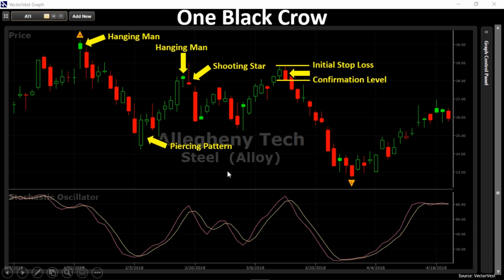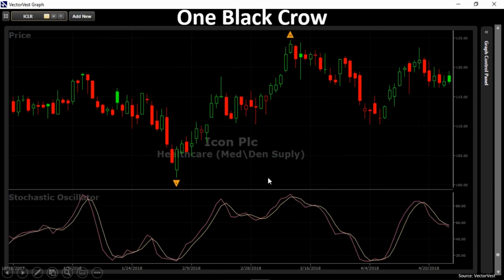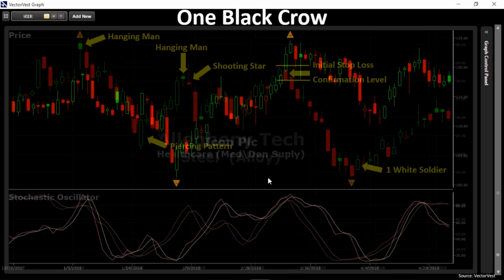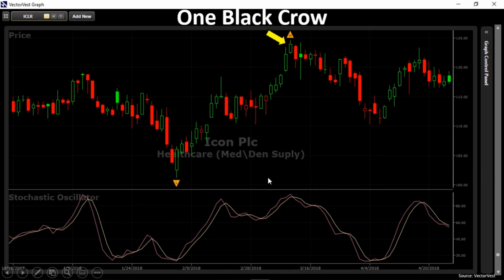All right. So here's our confirmation level, initial stop loss. Boy, stock crashed, right? Stochastics went below 20. Here's our one white soldier. And that was the end. Look, I'm sorry, that was the end of the downtrend. Okay. All right. There's our one black crow at the top there.